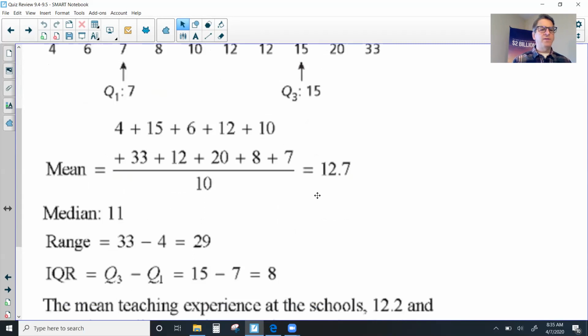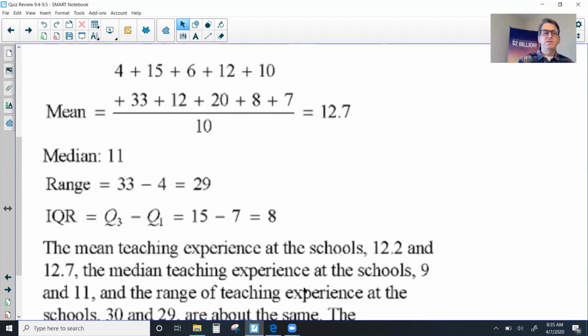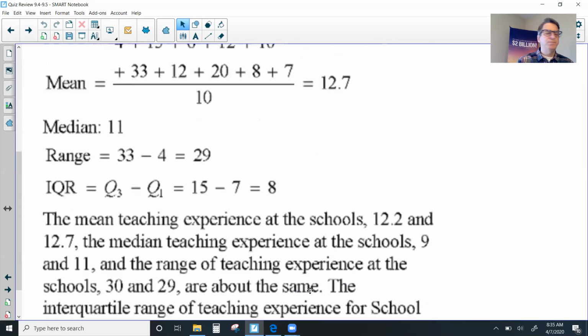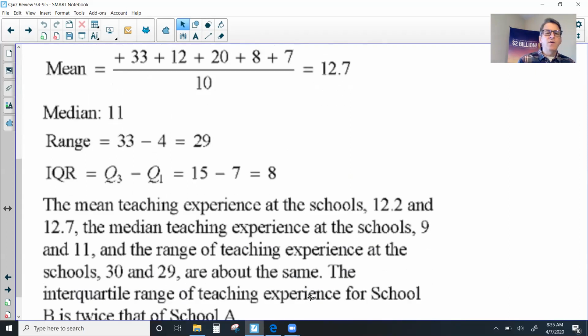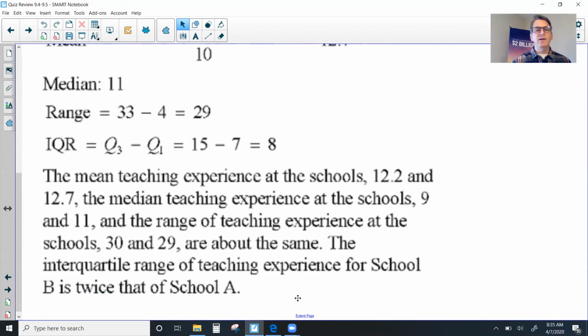So what does that mean? The mean teaching experience at the schools, 12.2 and 12.7 years. The median teaching experience at the schools are 9 and 11. And the range of the teaching experience at the schools, 30 and 29, are about the same. The IQR of teaching experience for school B is twice that of school A.